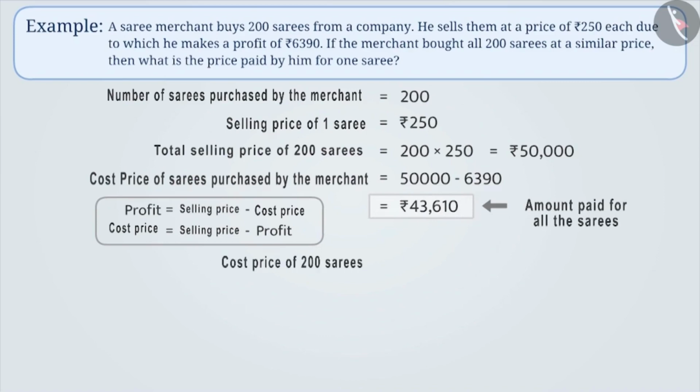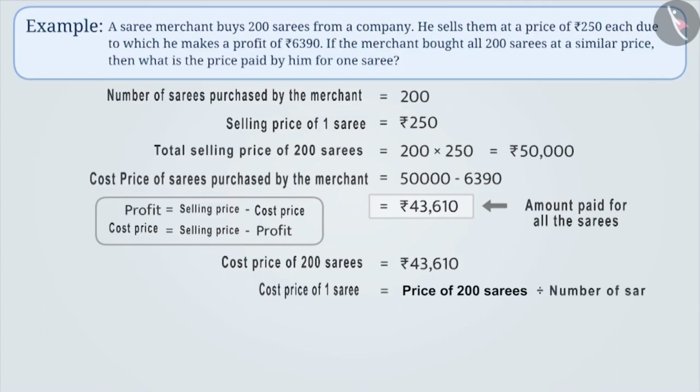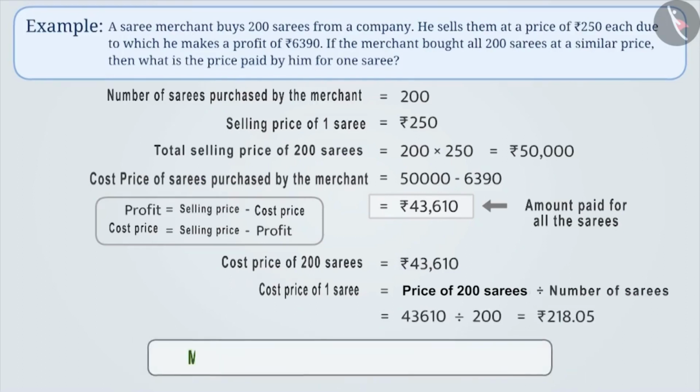If the cost price of all 200 saris is equal to 43,610, then the cost of one sari is equal to the cost of all 200 saris divided by the number of saris, which is equal to 43,610 divided by 200, which is equal to 218.05. Therefore, we can say that the merchant purchased each sari for 218.05 rupees.